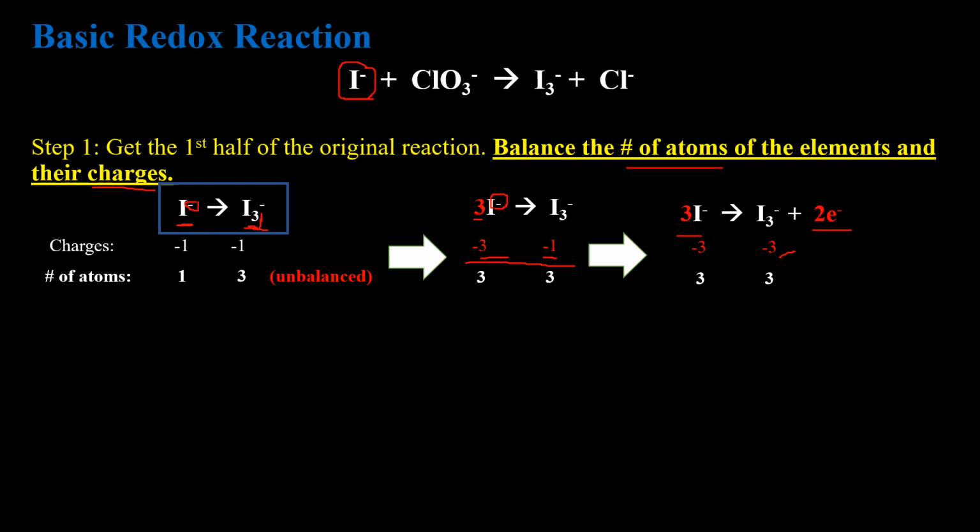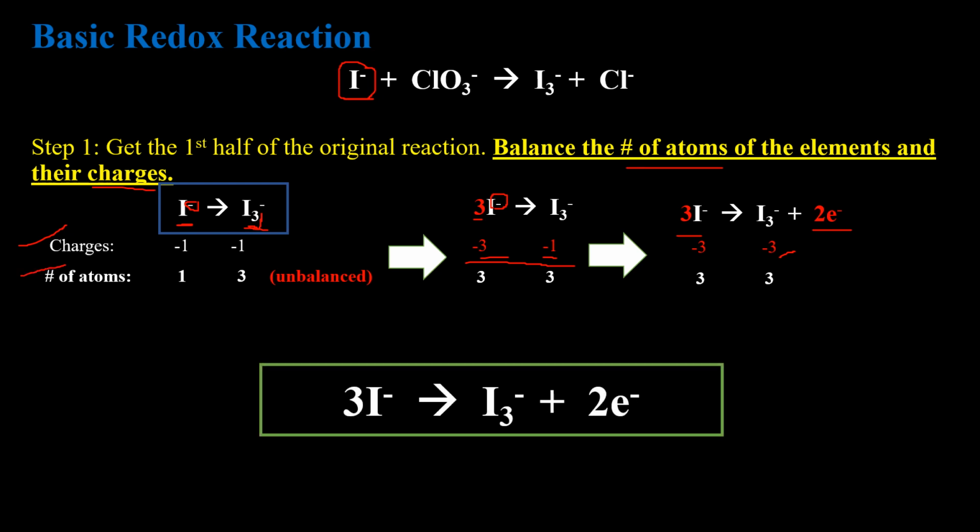So if the charges and the number of atoms are already balanced, then the first half of the reaction is already correct. This will be used later on when we combine it with the second half.